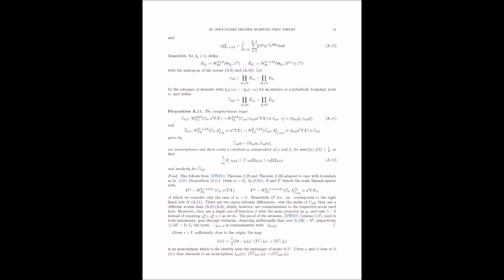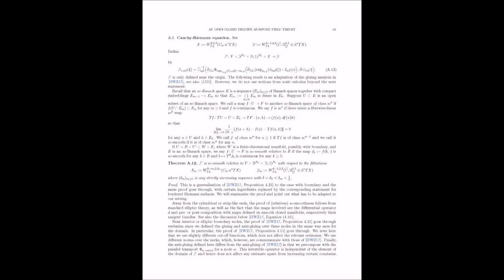So let's move on to the actual definition of the open-closed Deligne-Mumford field theory. Okay, so the goal here is to construct a framework that lets us calculate invariants. These are numbers that capture important geometric information for open stable maps, the ones with boundaries on our Lagrangian submanifold. And the paper defines this field theory as a functor from a certain category of decorated moduli spaces of open stable curves to the category of chain complexes over the Novikov ring.